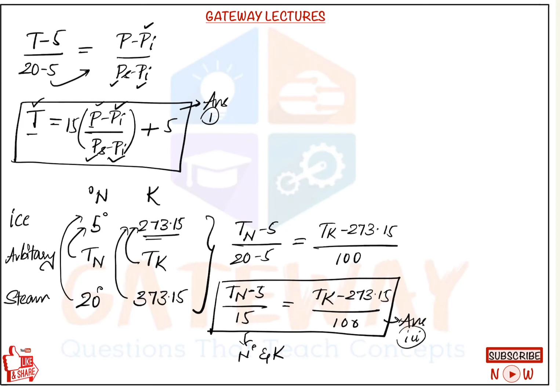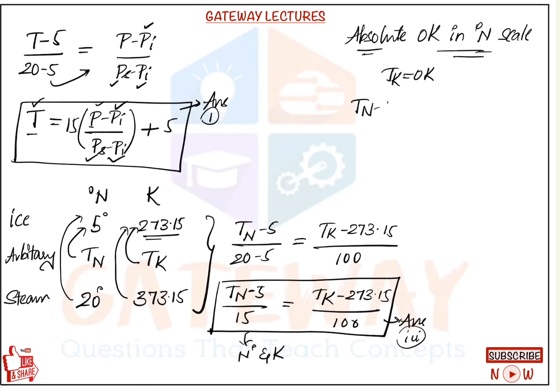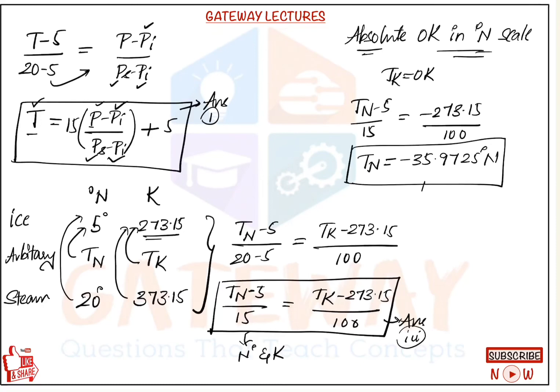And coming to the second question, absolute 0 Kelvin. What is the value of absolute 0 Kelvin in the degree N scale? When we ask for absolute 0 Kelvin in degree N scale, put Tk equal to 0 Kelvin. From that we'll get Tn minus 5 upon 15 is equal to minus 273.15 upon 100. From that we'll get the value of Tn as minus 35.9725 degree N. And this is the answer for the second question being asked in the numerical.